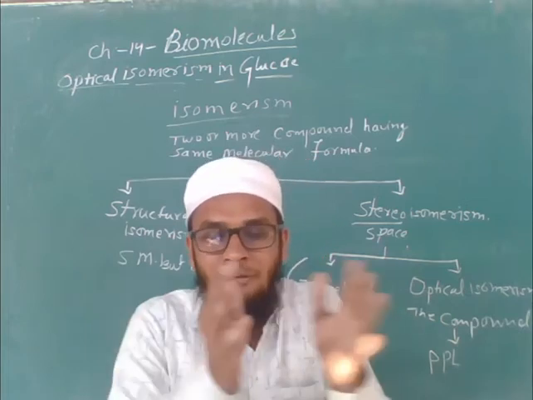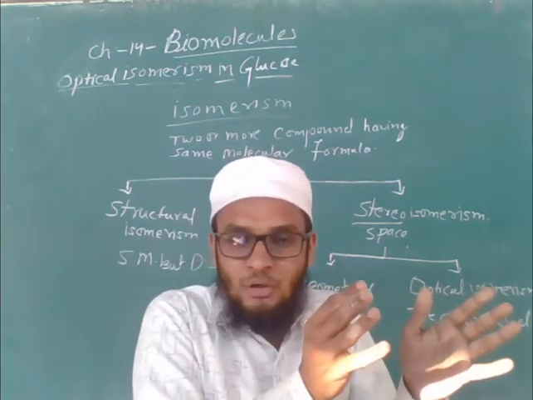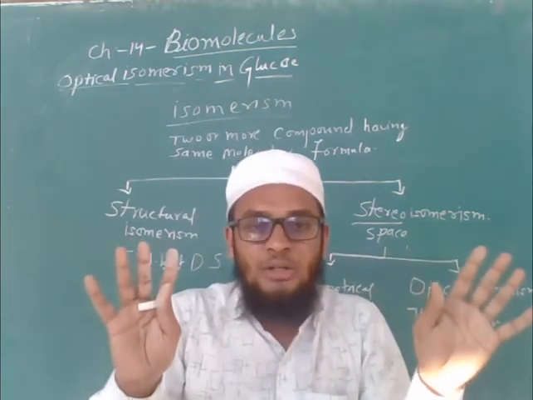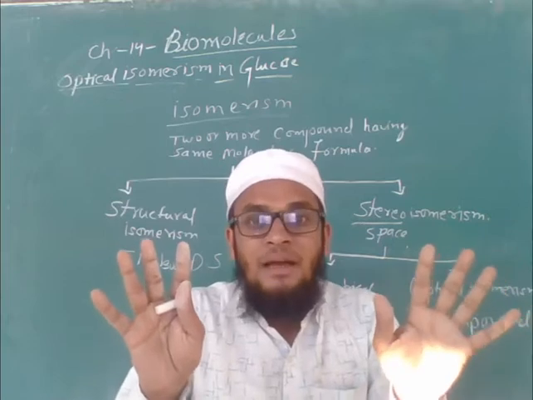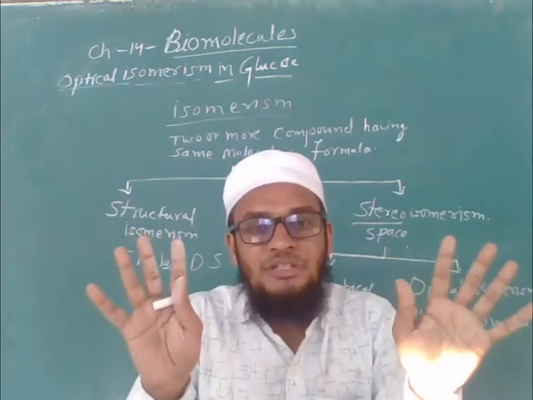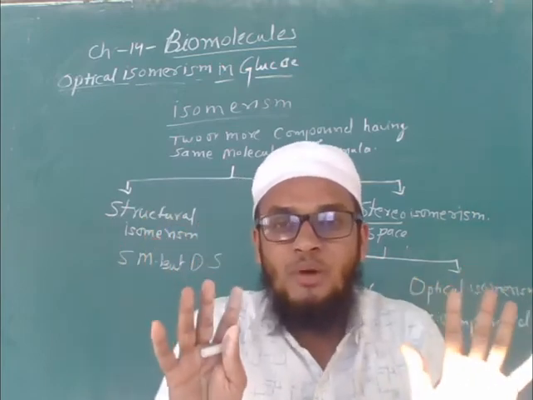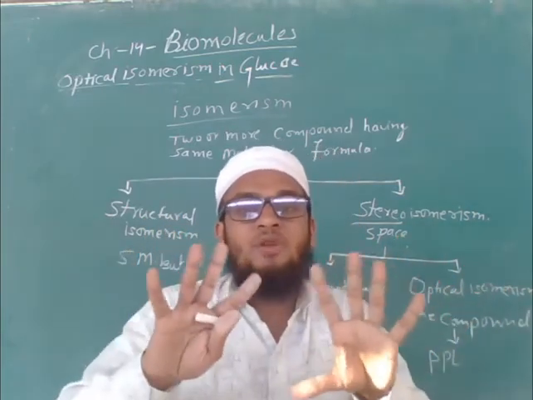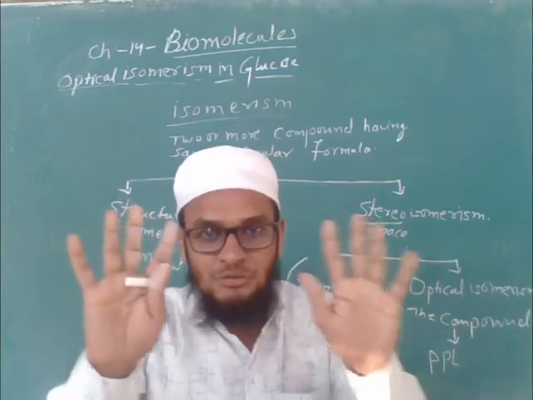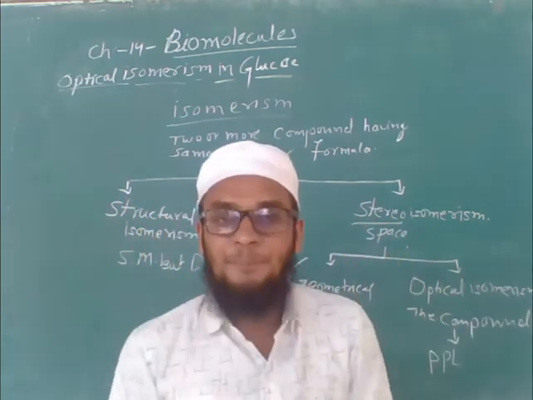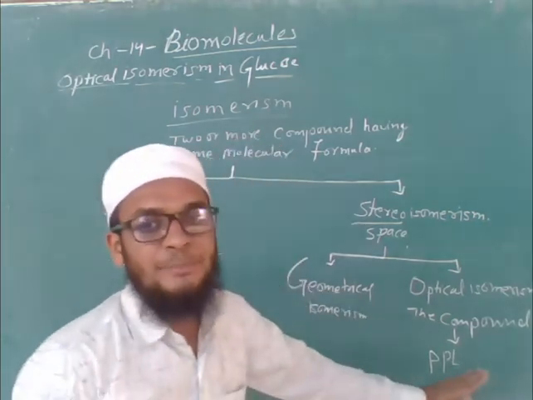direction, and I have another compound which rotates it in an anti-clockwise direction. One is rotating clockwise, one is rotating anti-clockwise, but they are optical isomers of each other. So this phenomenon is called optical isomerism, and these two molecules will be called optical isomers of each other. So this is optical isomerism.